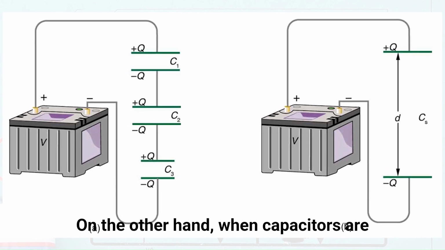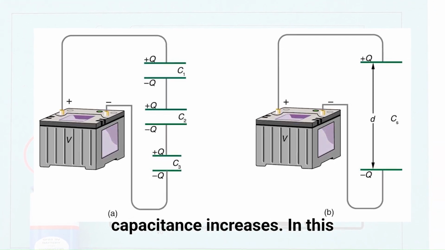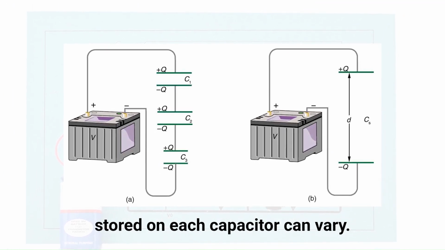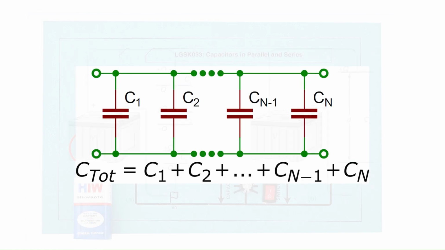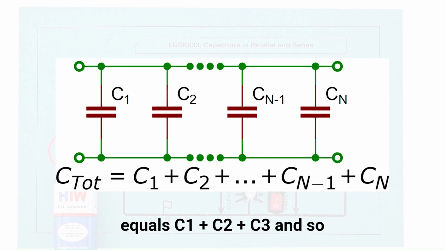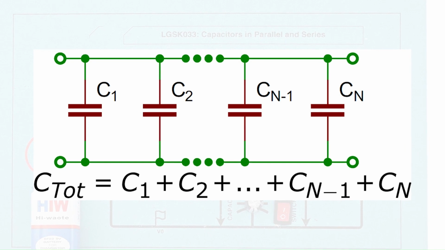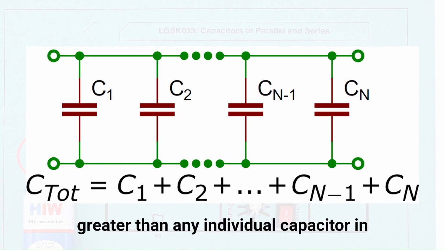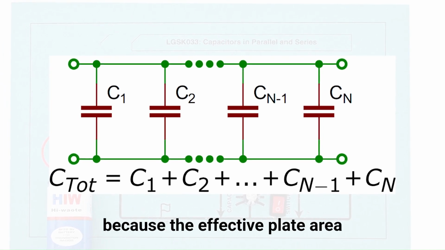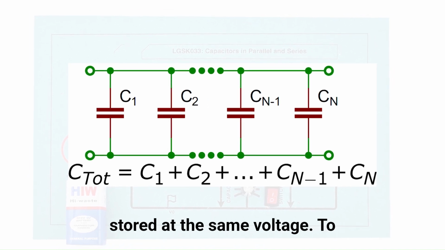On the other hand, when capacitors are connected in parallel, the total capacitance increases. In this configuration, the voltage across each capacitor is the same, but the charge stored on each capacitor can vary. The equivalent capacitance in a parallel combination is given by C_eq = C1 + C2 + C3, and so on for all capacitors in parallel. This results in a total capacitance greater than any individual capacitor in the combination. The increase occurs because the effective plate area increases, allowing more charge to be stored at the same voltage.